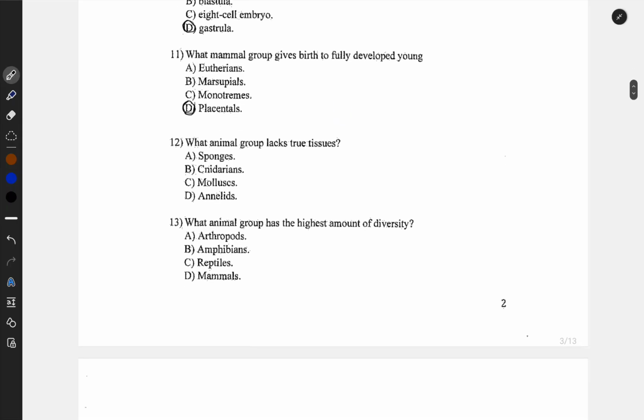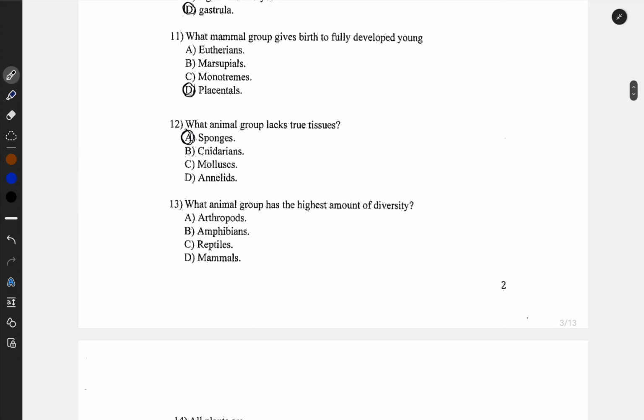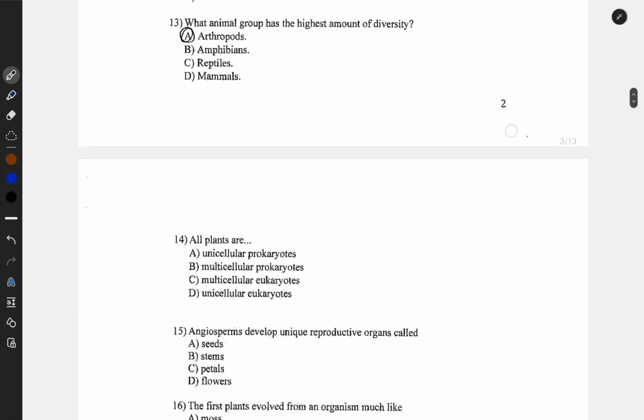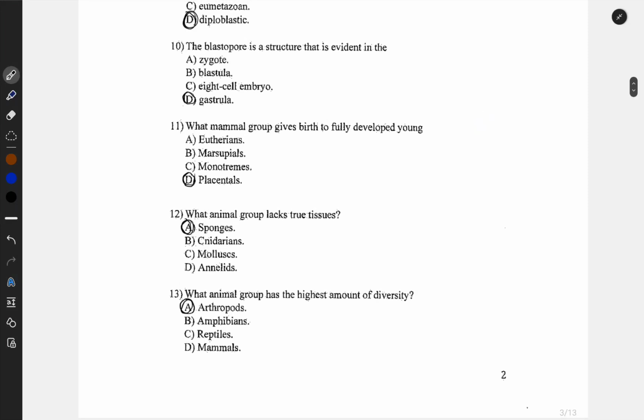Now let's go. What animal group lacks true tissues? Sponges. Any day, Porifera, sponges, we know them. Now, what animal group has the highest amount of diversity? Arthropods. It's not all these other guys. It's arthropods. And look at the other options they've given you, very funny. So anyway, these are the 13. Number 14 and going down is a different class. I wanted you to just master these ones. We'll go to section B and section C as well.